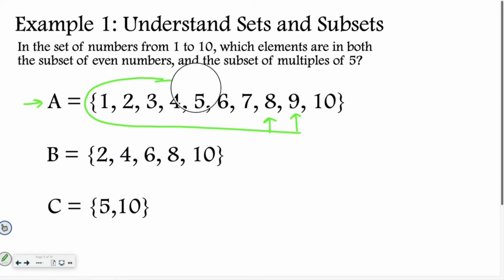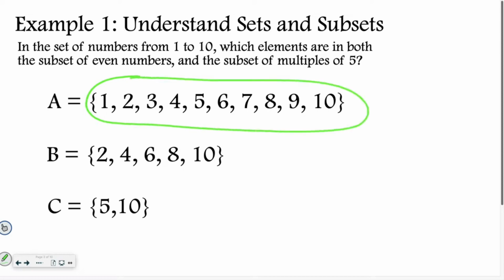All right, so in the set of numbers from 1 to 10, which elements are in both the subset of even numbers and the subset of multiples of 5? So a subset is when you take the set and you pull out a smaller group. So the subset of even numbers would be 2, 4, 6, 8, and 10. The subset that is the multiples of 5 out of the numbers 1, 2, 3, 4, 5, 6, 7, 8, 9, and 10, the only ones that are multiples of 5 would be 5 and 10.